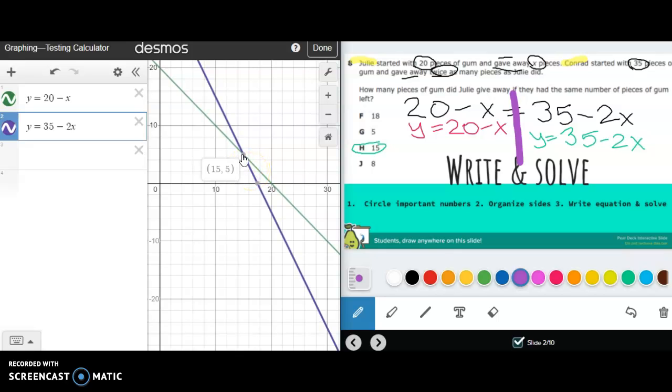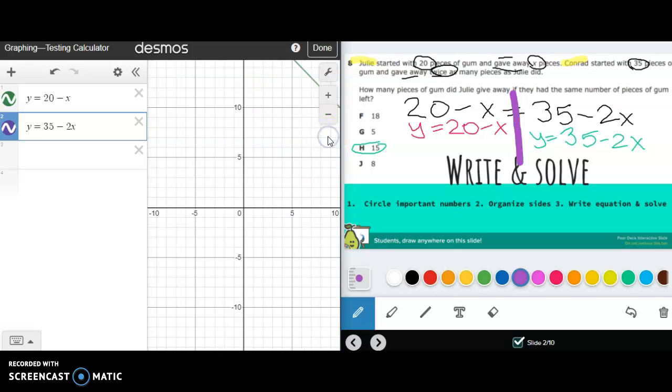You get a grayed out intersection. Click it. So your point is 15, 5. We only care about the x, remember? So my answer is H, 15. So x equals 15. I'm going to click this little house, default, go back to home, take off those two equations to get ready for my next problem.